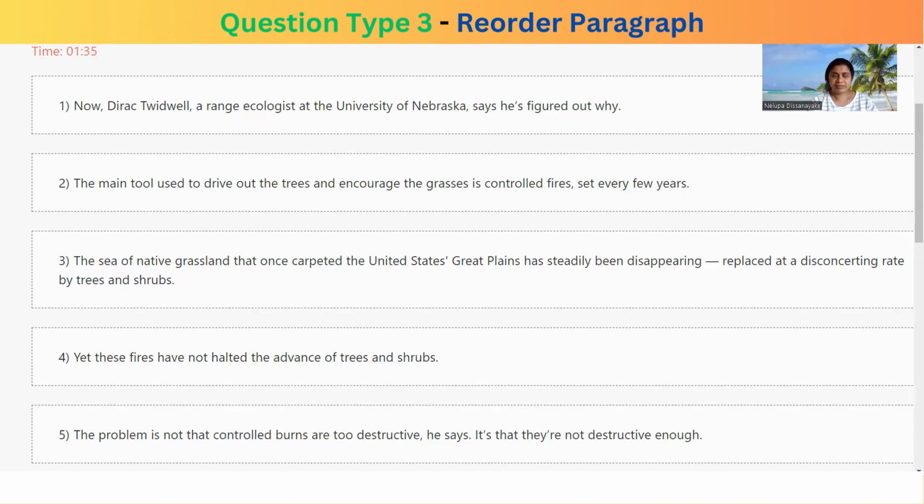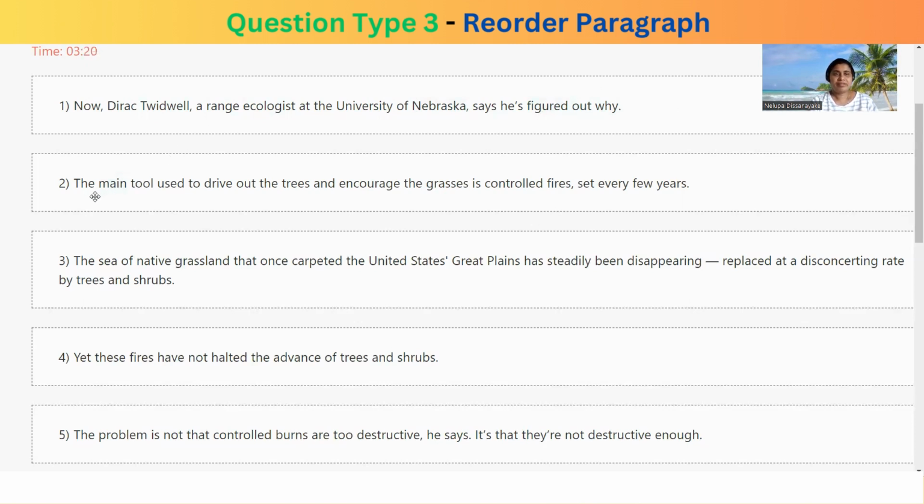Okay, now let's discuss this question. When you have been given this kind of a question, first of all, what you have to do is select the topic statement, the general overview of all of these sentences, and go through them one by one. First one: "Now, a range ecologist at this university says he's figured out why." Now he has found out some kind of a reason for something, based on this statement. We cannot use this as a topic statement. We cannot use it as a general idea of a theme.